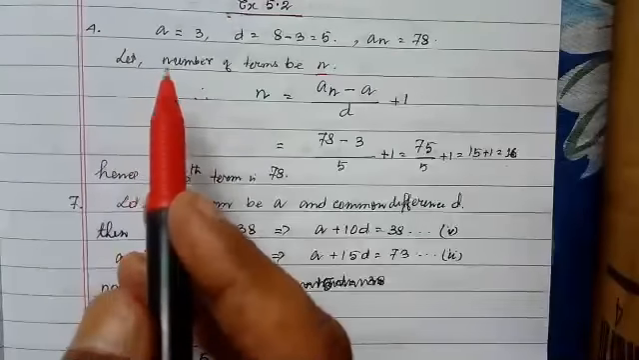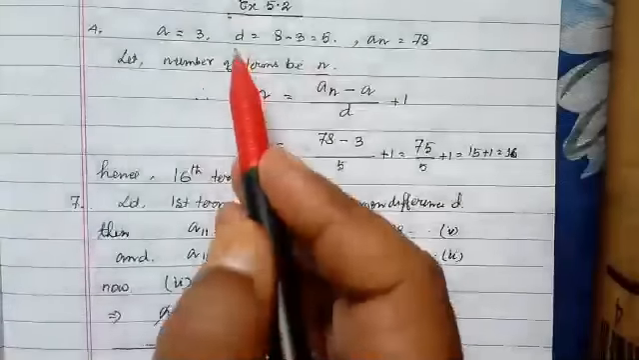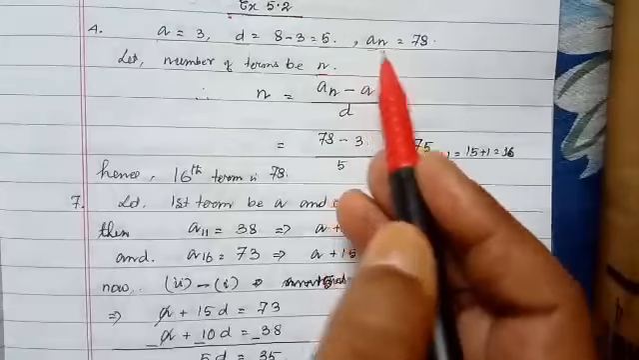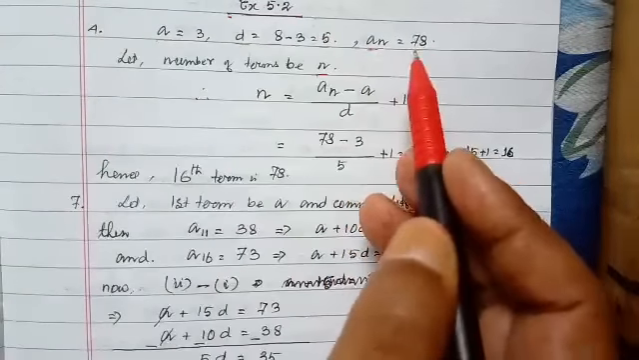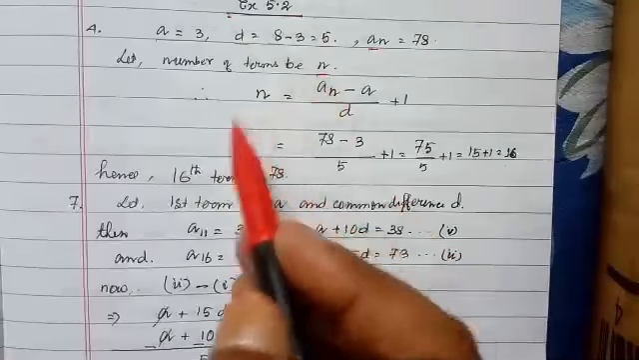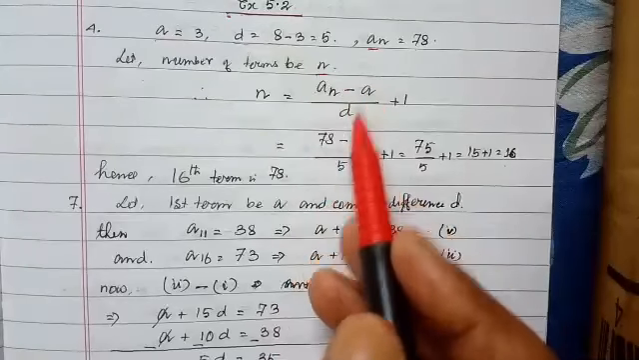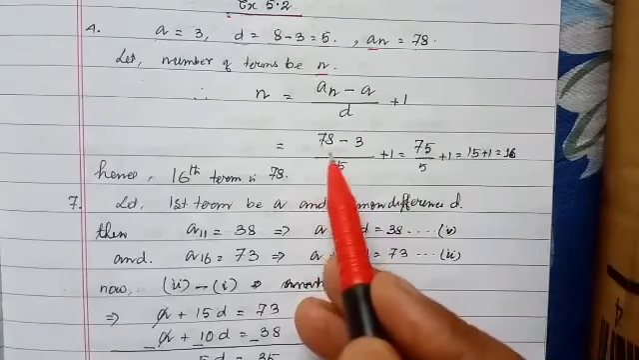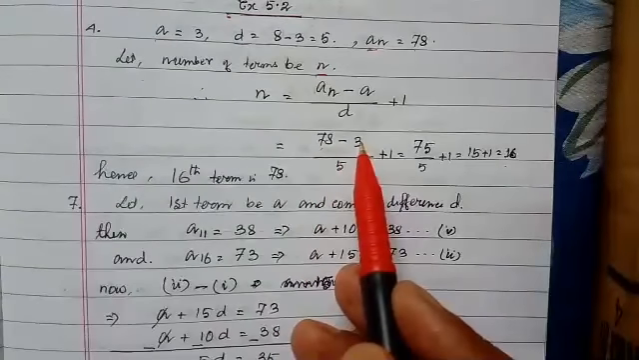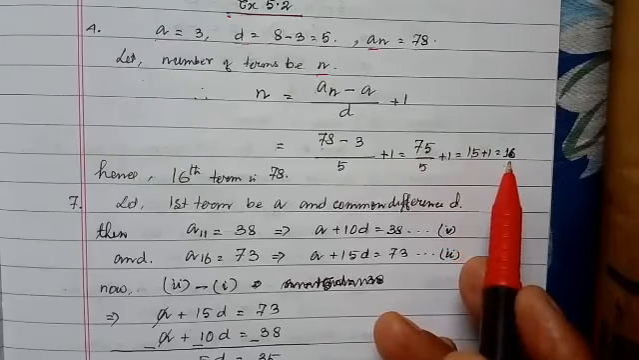So here, according to the question, we are given first term a is equal to 3. Common difference d is equal to 8 minus 3, that is 5. And an, the nth term, is equal to 78. Therefore, number of terms n is equal to, let us use the formula directly, (an minus a) by d plus 1. That is (78 minus 3) by 5 plus 1. 78 minus 3 is 75. 75 by 5 plus 1, that is 15 plus 1, 16.